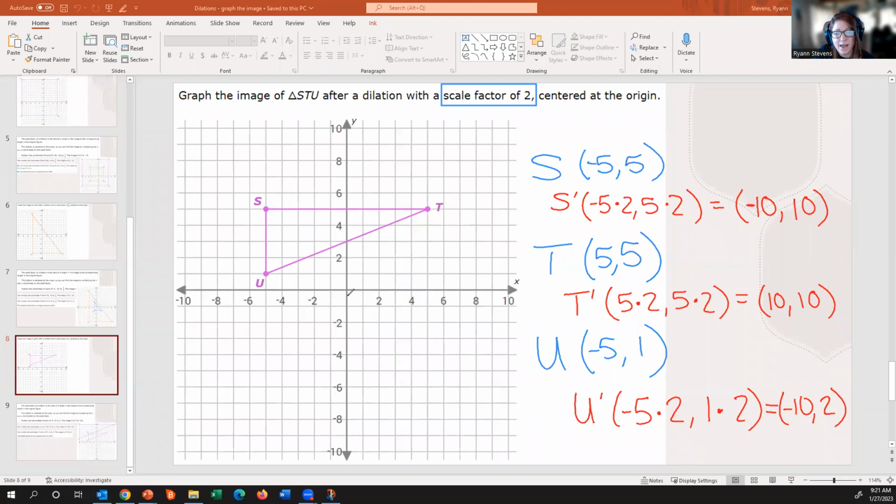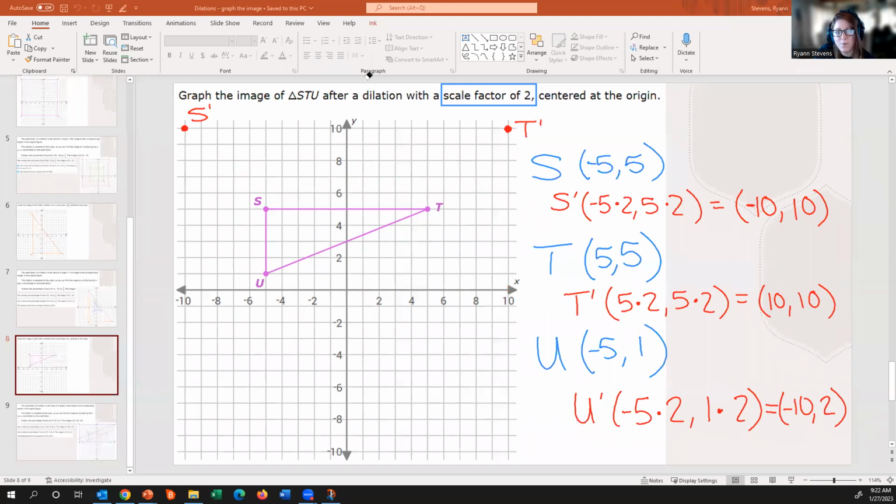So S is going to be at -10. We're going to start at the origin. We're going left to -10 on the x-axis, and then we're going to go up to a +10 on the y. This is S. And then T, we're going to start at the origin. This time we're going to go right. It is a +10, so we're going right on the x-axis and going up to a +10.